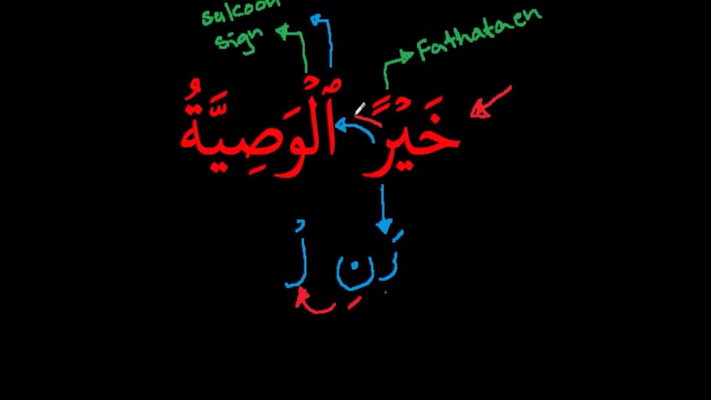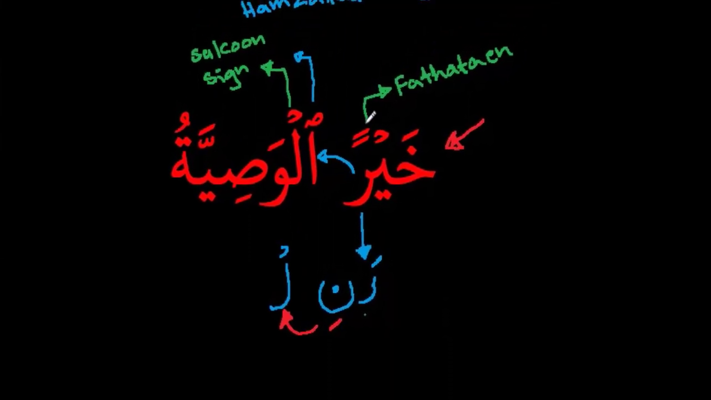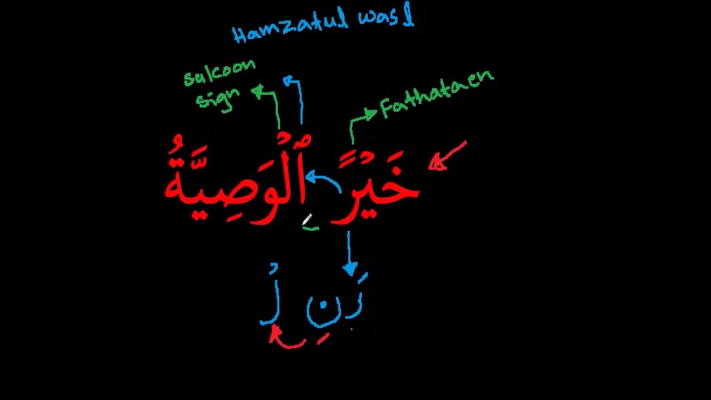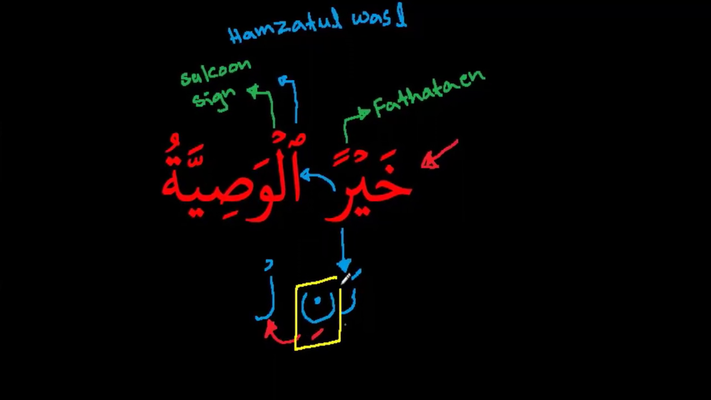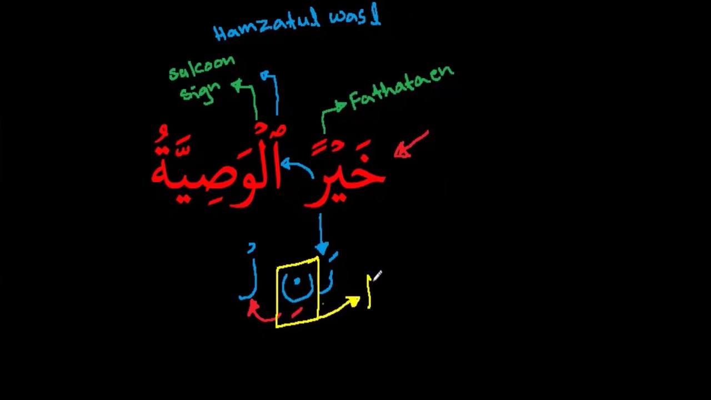We are not going to connect the ra sound directly with lam, but we have to express the hidden noon which is inside the fathatain. So run becomes rani, and the ni sound is going to connect with lam. So the correct pronunciation is khayranil wasiyatu. So this noon, what we have expressed and we are pronouncing, this noon is called Noon Qutni.